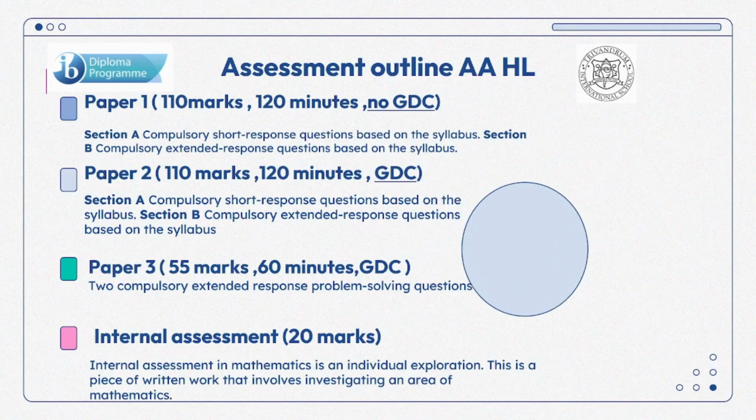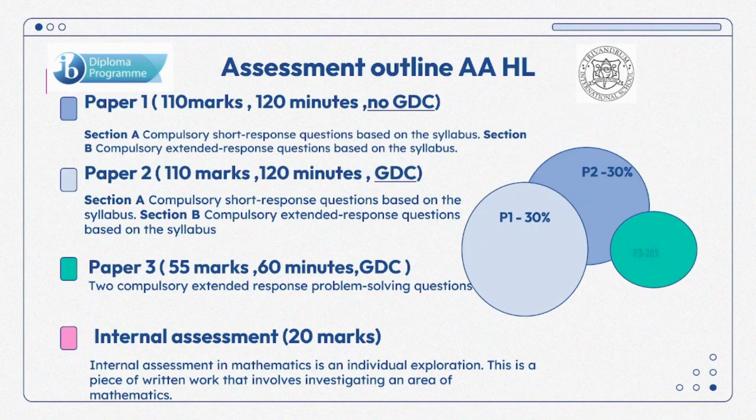And the weightage for each paper and IA are: paper 1 30%, paper 2 30%, paper 3 20%, and IA 20%. That makes up 100% for AAHL students.